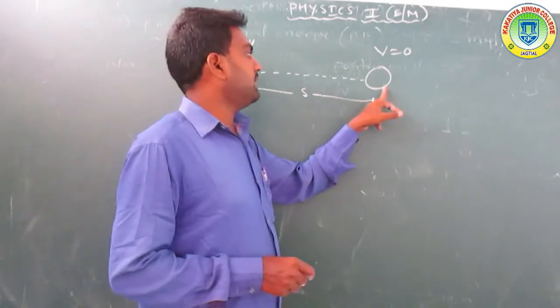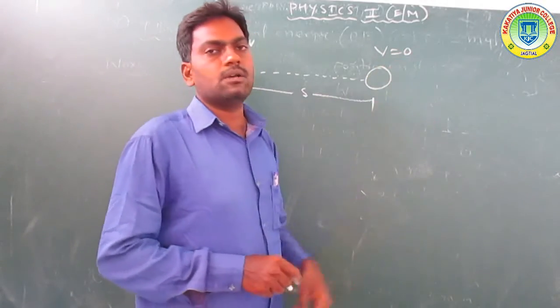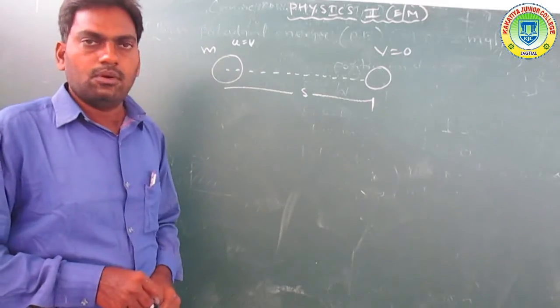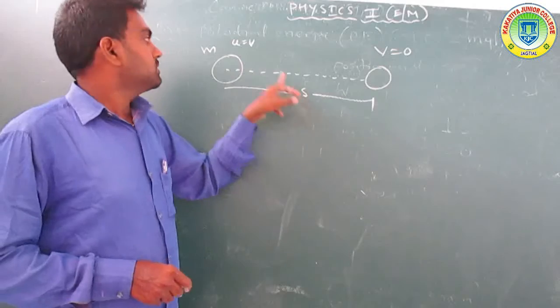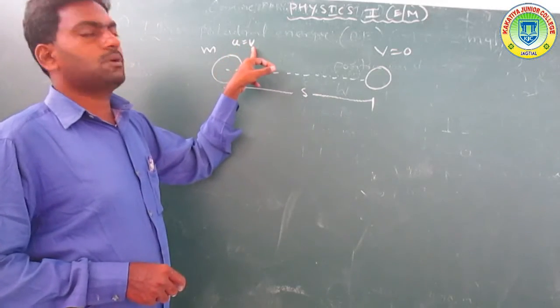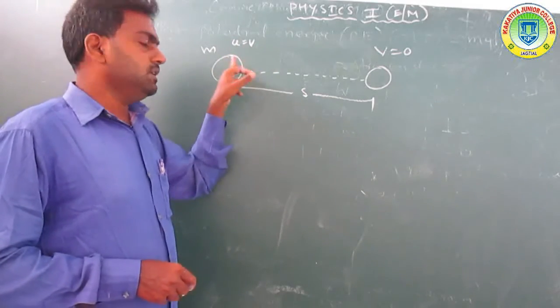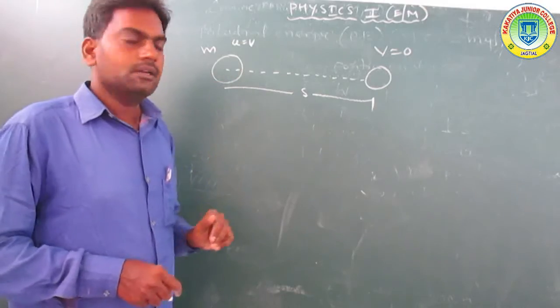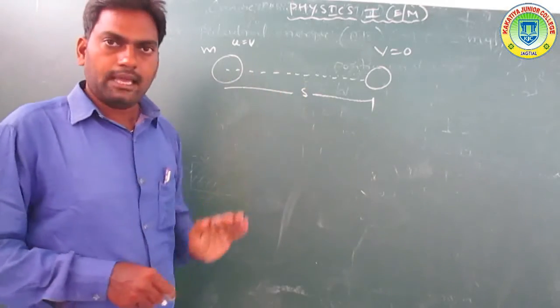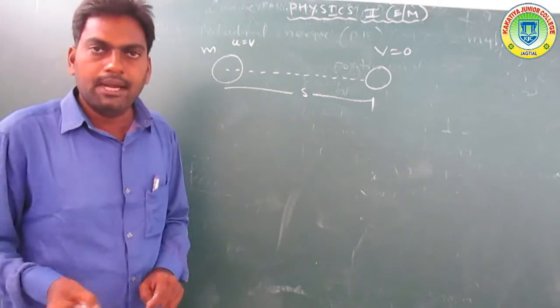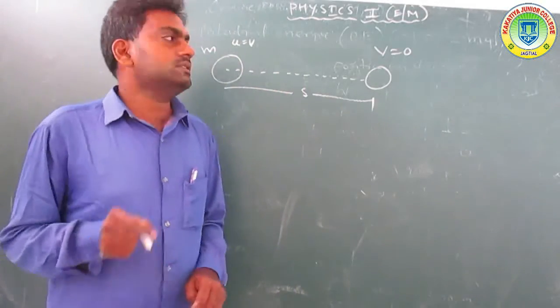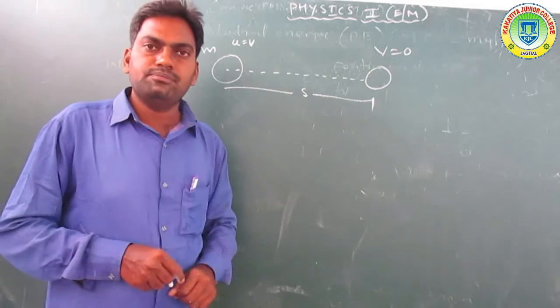So the final velocity is taken as v equal to 0, through some displacement s. The initial velocity u is equal to v and the body is moving. After some distance s, the body is brought to rest position, so the velocity is 0.